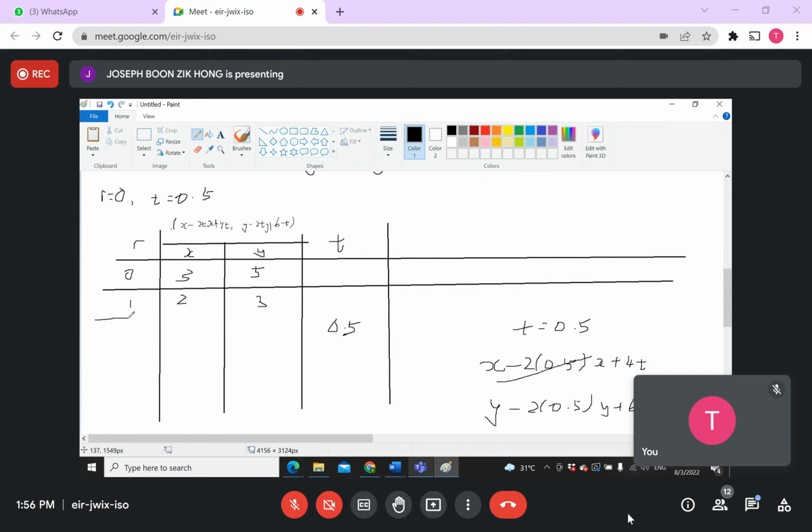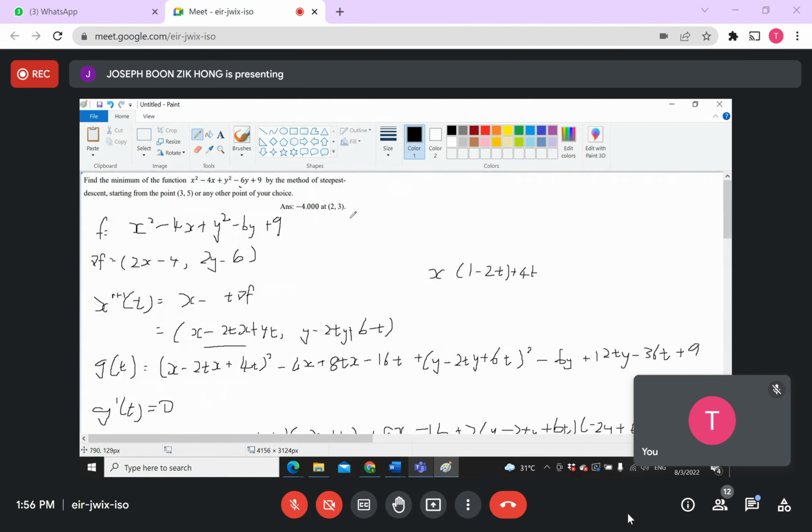So that means if you continue, you will get 2, 3. As long as your t won't change, that means it won't change anymore. Is it? Always will be 2, 3 only. So that's why the answer is 2, 3. Okay, so the answer is 2, 3. Let me check whether correct or not. Seems correct.